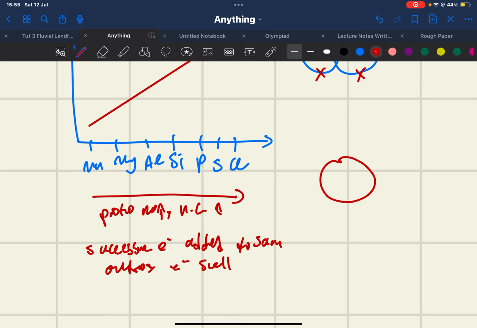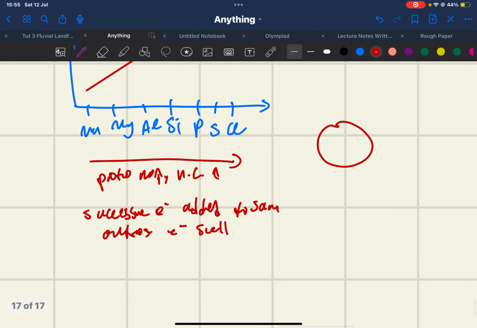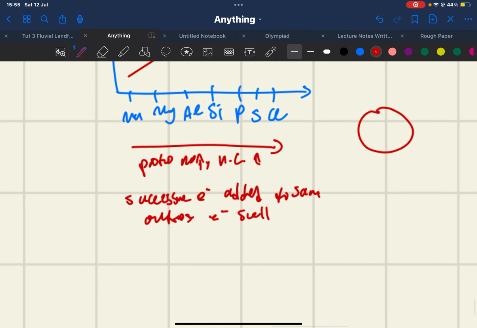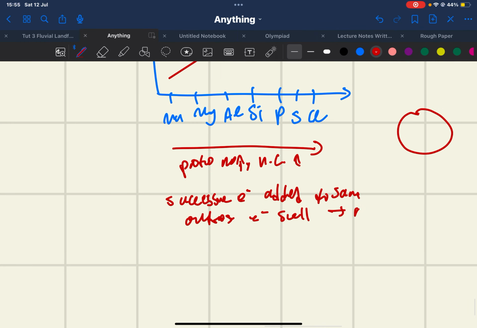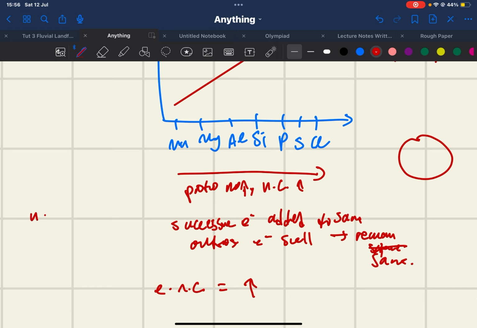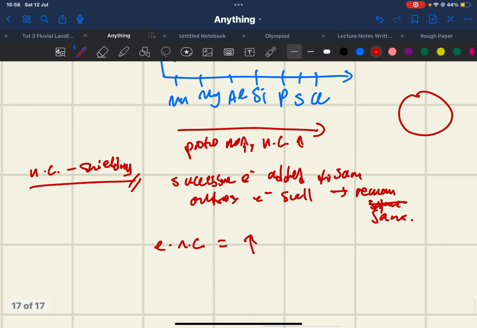So what? So the shielding effect remains the same, right? So again, effective nuclear charge is defined by this. Effective nuclear charge equals nuclear charge minus shielding effect. So essentially, if my shielding effect remains the same, but nuclear charge increases, effective nuclear charge will increase overall. Because effective nuclear charge is just nuclear charge minus shielding. So now effective nuclear charge increases, so there's a stronger attraction, right?